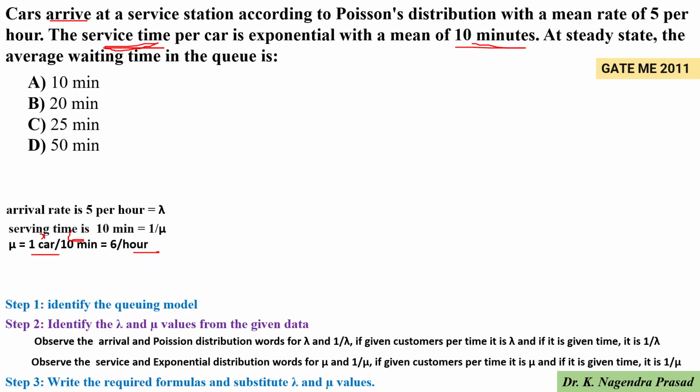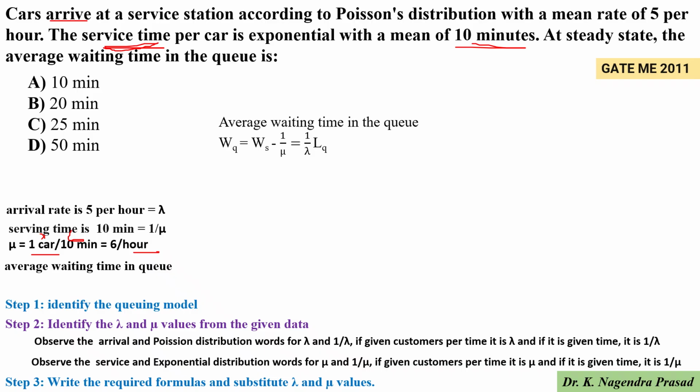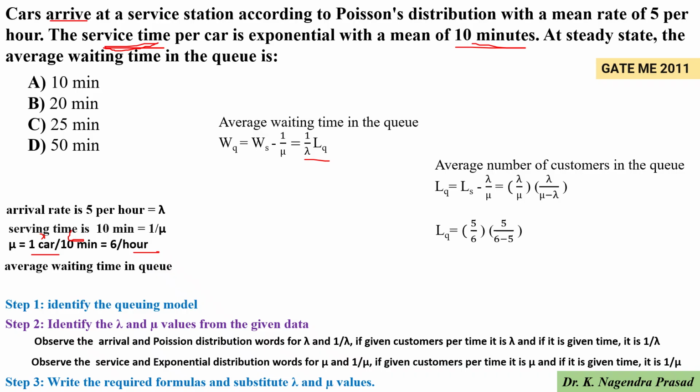So we know the lambda value and mu value. So I have to determine the average waiting time in the queue. We know Wq equals 1 by lambda into Lq, and Lq equals lambda by mu into lambda divided by mu minus lambda. Substitute the lambda and mu values. Then Lq equals 5 by 6 into 5 divided by 6 minus 5.